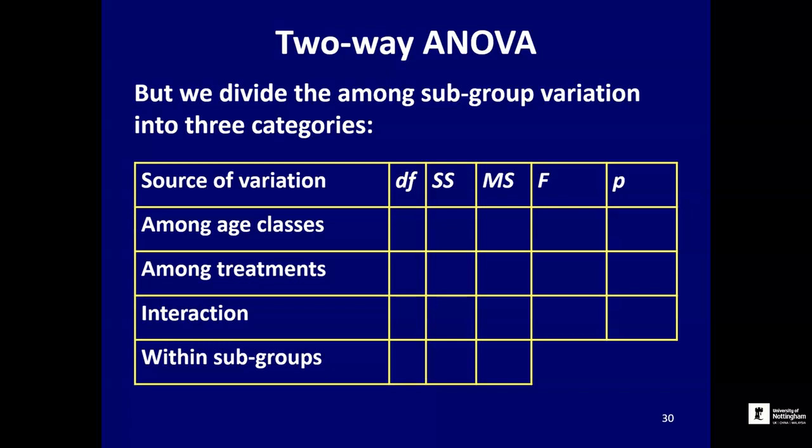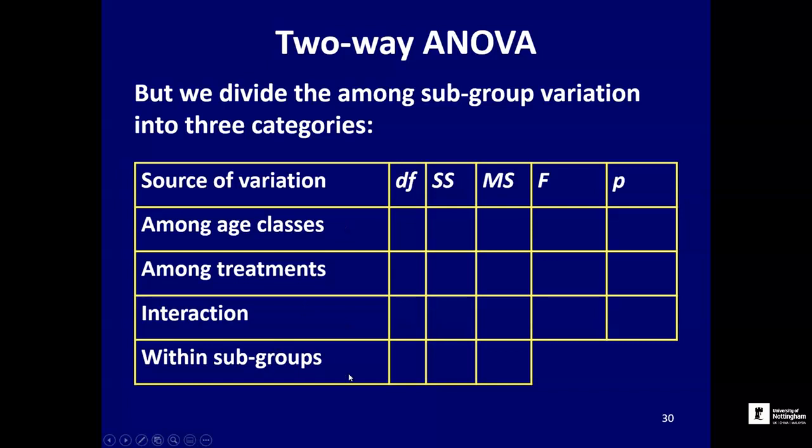The variation among groups comes in three different flavours. We've got the variation caused by differences in age, the variation caused by differences in treatment, and the variation caused by the interaction between those two things, the fact that the effect of the exercise treatment might be different on different age groups. So we're going to partition that among subgroup variation into three different sources of variation and then compare it with the remaining variation within the groups that's not related to the treatments or the age.